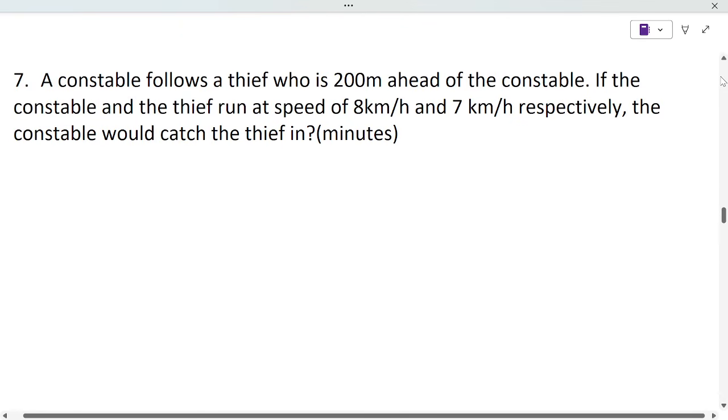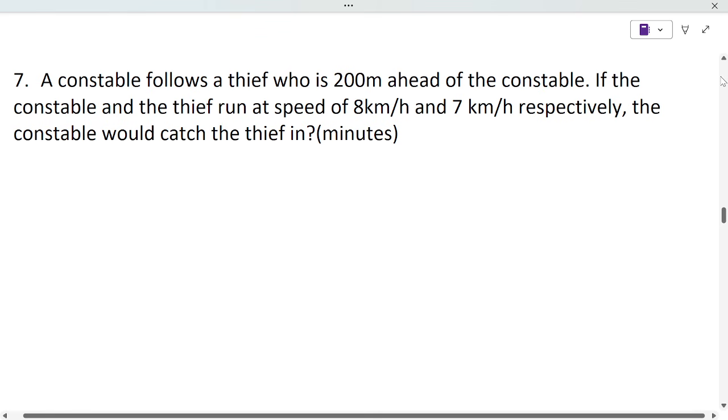Next one. A constable follows a thief who is 200 meters ahead of the constable. If the constable and the thief run at a speed of 8 km per hour and 7 km per hour respectively, the constable would catch the thief in. They are asking us to find it in terms of minutes.